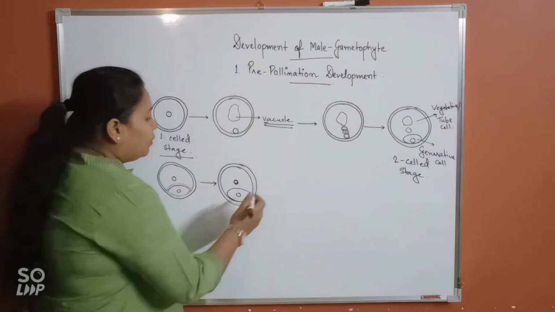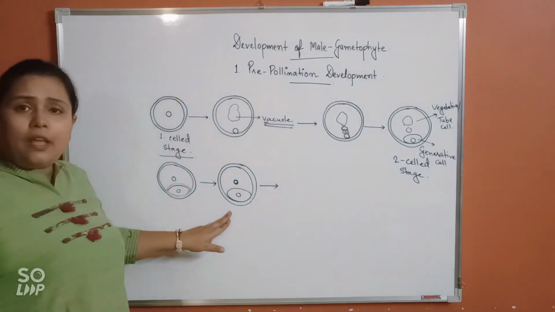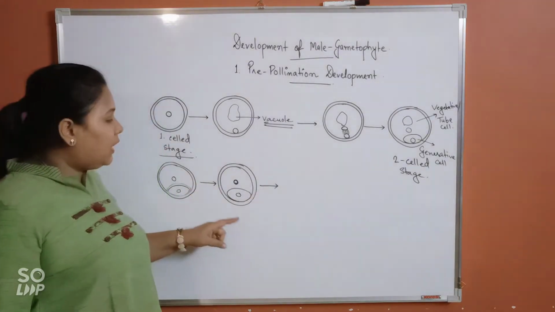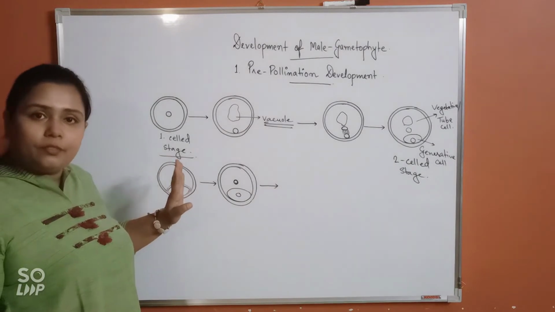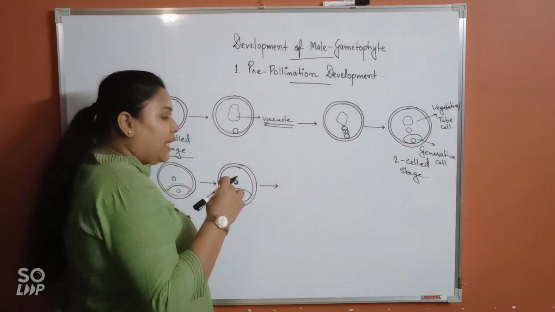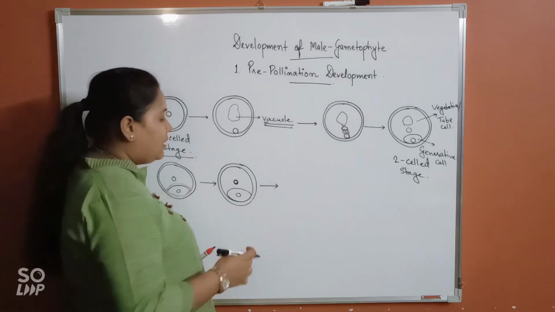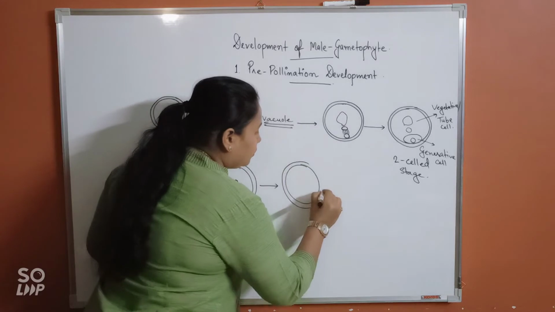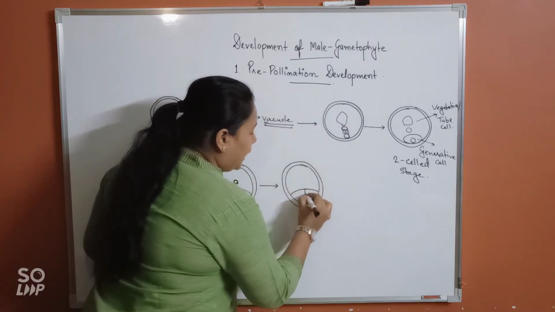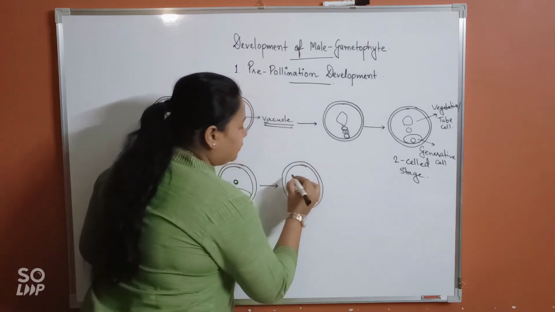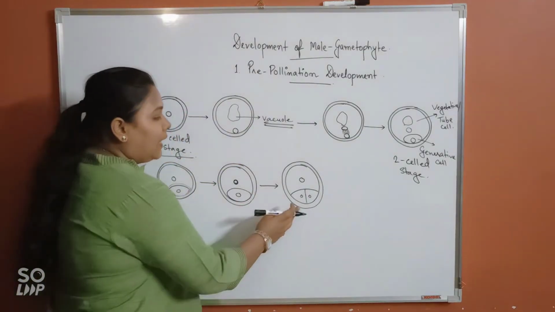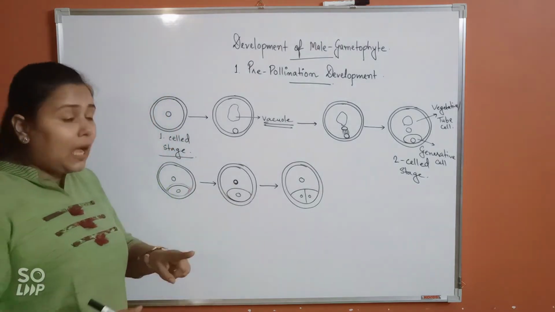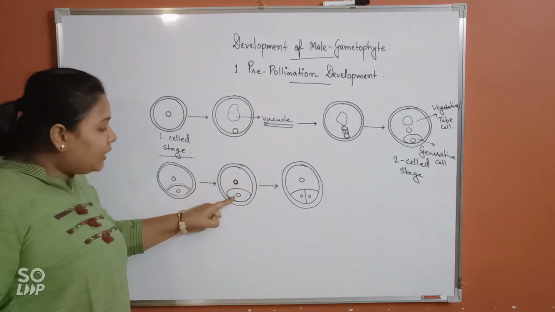Alright, now in 60 to 70% of all angiosperms, the pollen grain will be released from the anther in its two-cell stage itself. Fine? But in the rest of the 30 to 40% of plants, this generative cell will undergo another round of mitosis. It will not happen in the vegetative cell. It will occur in the generative cell.